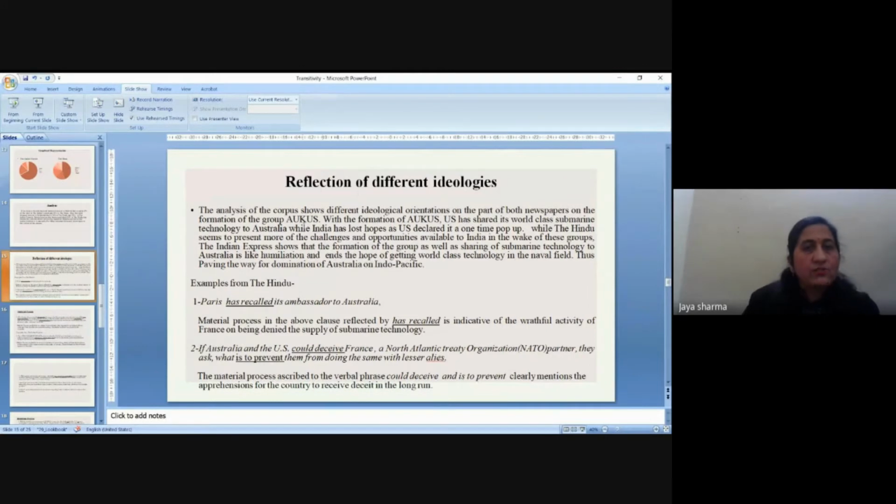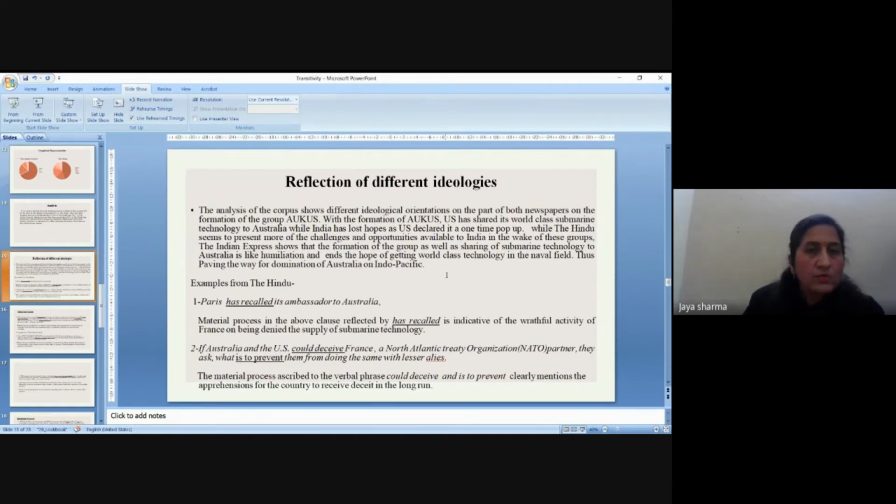So the analysis of the corpus shows different ideological orientations on the part of both newspapers on the formation of the group AUKUS. With the formation of AUKUS, the US has shared its world-class submarine technology with Australia, while India has lost hopes as the US declared it a one-time pauper.